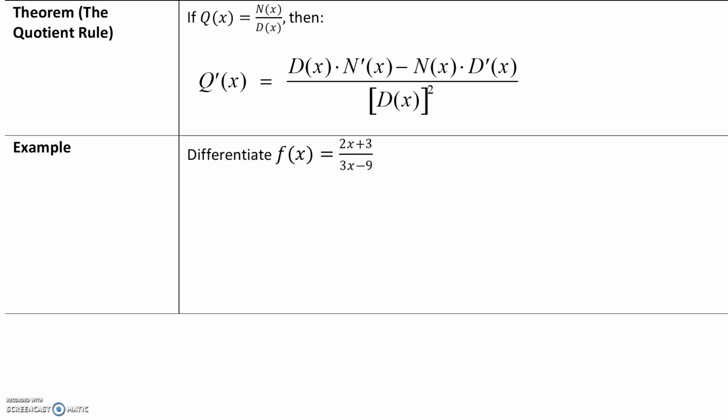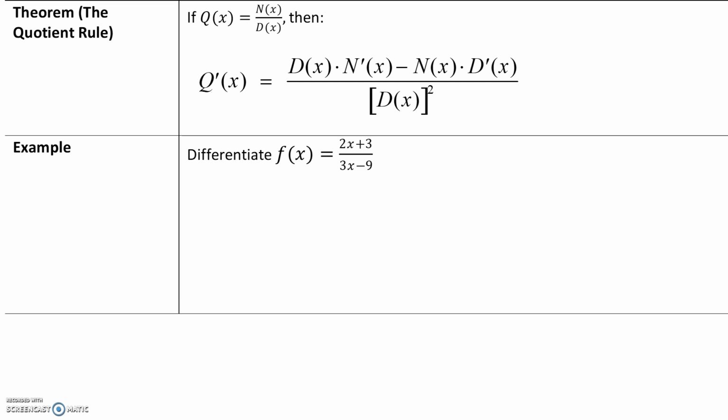Now the quotient rule says that if q of x is equal to the quotient, which means the division of two different functions, we have q of x equals n of x divided by d of x, then this rule applies. Q prime of x, or the derivative of q of x, is equal to d of x times n prime of x. So we take the denominator multiplied by the derivative of the numerator, minus n of x times d prime of x, so the numerator times the derivative of the denominator, all of that divided by d of x to the second power.